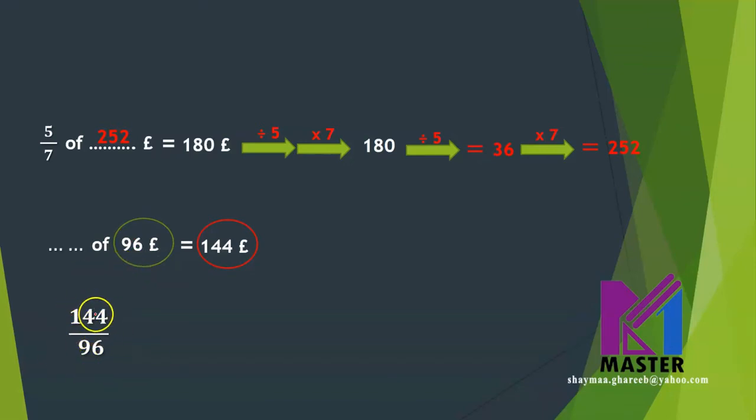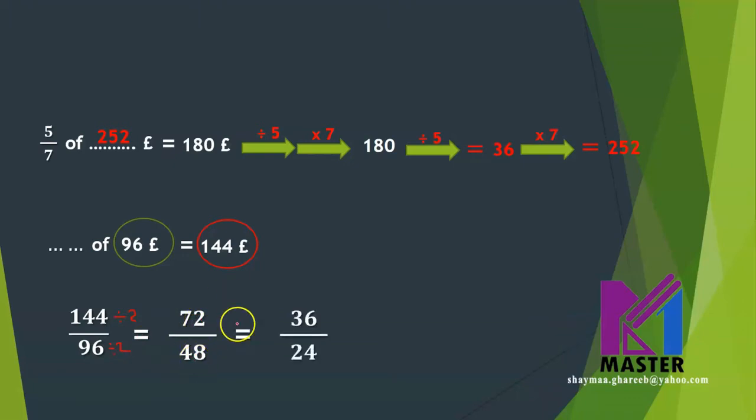Notice here in this example, the fraction is an improper fraction. Okay, so sometimes the fraction could be an improper fraction. Now, we are going to simplify. I started by dividing by 2 up and down, which means I will get the half of each number. Half of 144 is 72. Half of 96 is 48. Now I have 72 over 48.